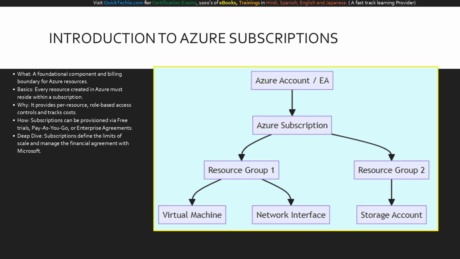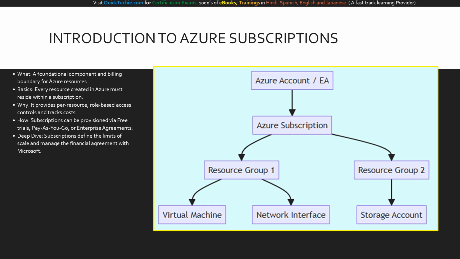How do you get one? You can sign up for a free trial, use a pay-as-you-go model, or provision them through an enterprise agreement. As a deep dive, remember that while subscriptions grant you access to deploy resources, they also serve as the boundary for usage monitoring and resource quotas.